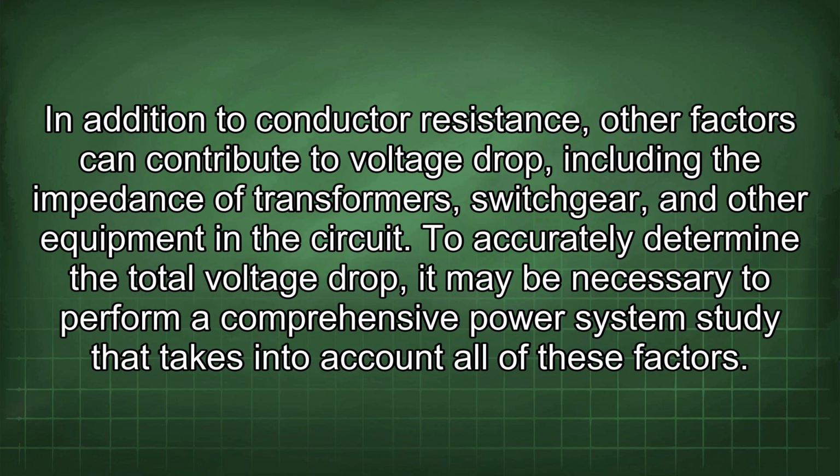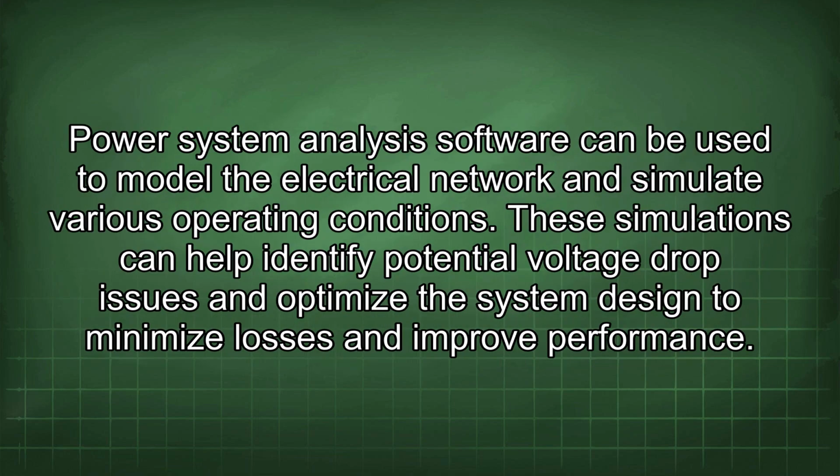In addition to conductor resistance, other factors can contribute to voltage drop, including the impedance of transformers, switchgear, and other equipment in the circuit. To accurately determine the total voltage drop, it may be necessary to perform a comprehensive power system study that takes into account all of these factors. Power system analysis software can be used to model the electrical network and simulate various operating conditions. These simulations can help identify potential voltage drop issues and optimize the system design to minimize losses and improve performance.